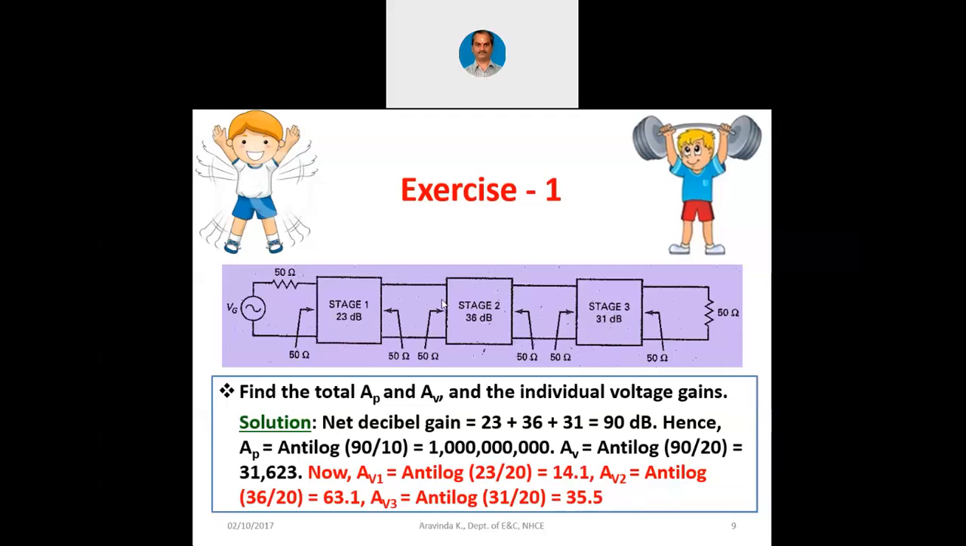When we consider the individual stages, we are not actually considering the impedance matching there, right? We are only measuring the power gain and voltage gain of the stage itself without worrying about impedance matching. But when we consider total gain, we are considering the impedance matching. Here, as all the impedances are matched, voltage gain and power gain are the same.